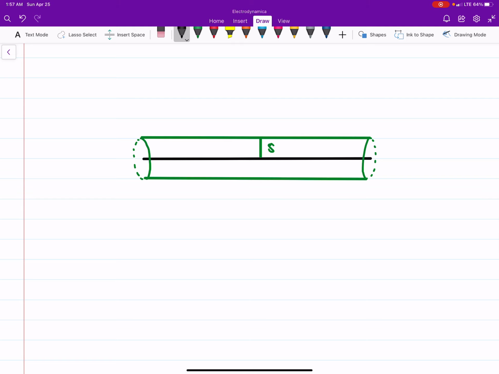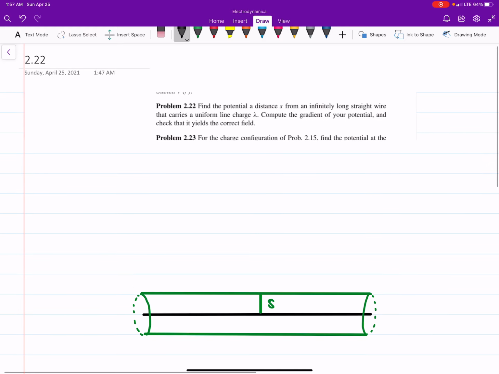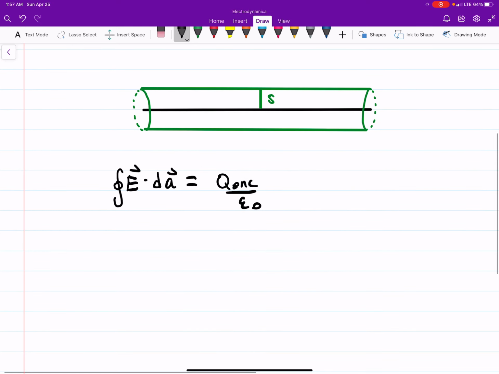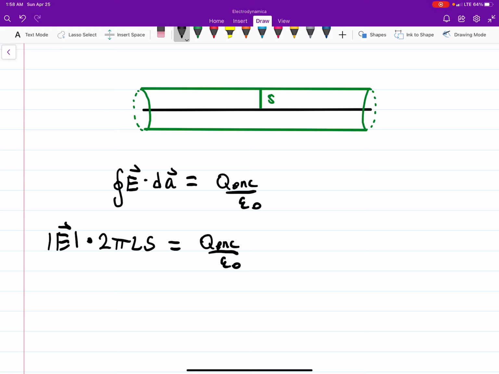And I went ahead and drew the black line being the infinitely long straight wire, and then the green part is our Gaussian surface. And I drew that so we could use Gauss's law. So the closed surface integral of E dot dA is equal to the enclosed charge over epsilon naught. And the left-hand side, as usual, gives us the magnitude of E times that surface area, which for a cylinder will be 2 pi L, in this case S, because that's our radius, is equal to our enclosed charge over epsilon naught.